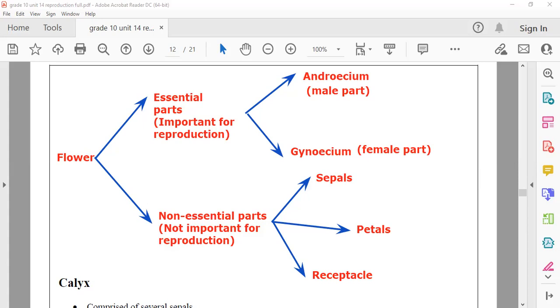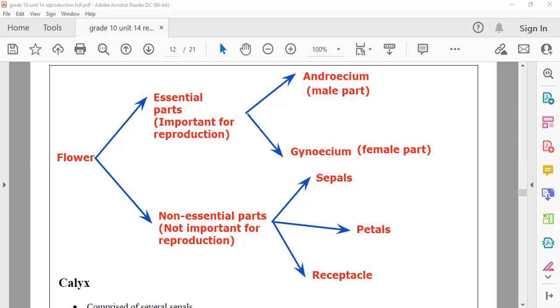And thereafter, we are going to work on one by one. First of all, we are going to work on calyx.